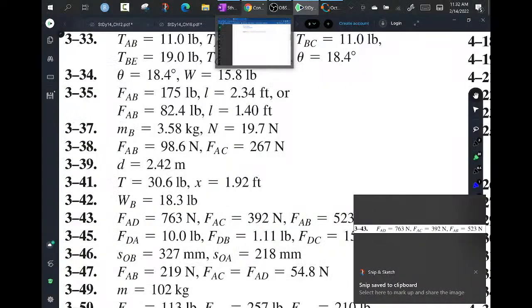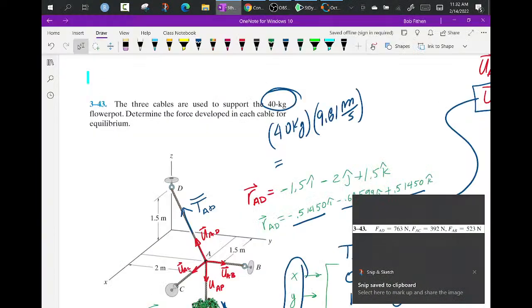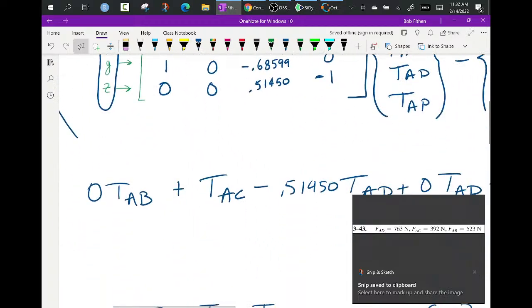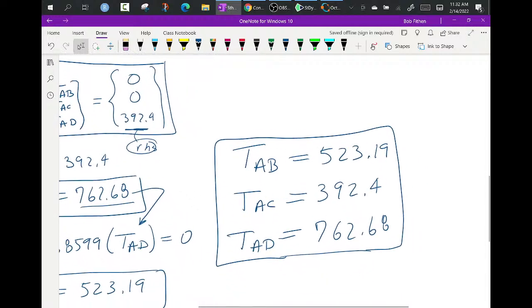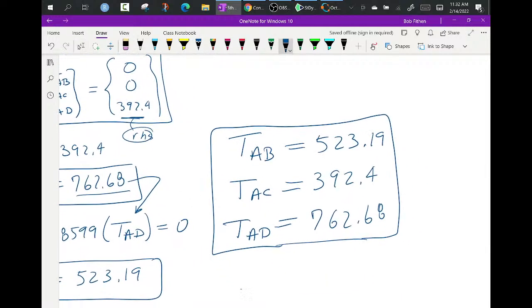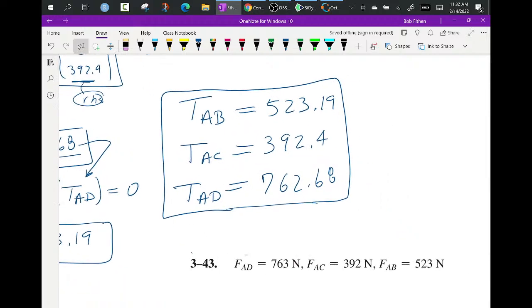Okay. And then I'll head back over here and try to find where I put my answers at. I'll put the back-of-the-book answers up there. So I used the letter T for tension. He used the letter F for force. And maybe I should have done that.